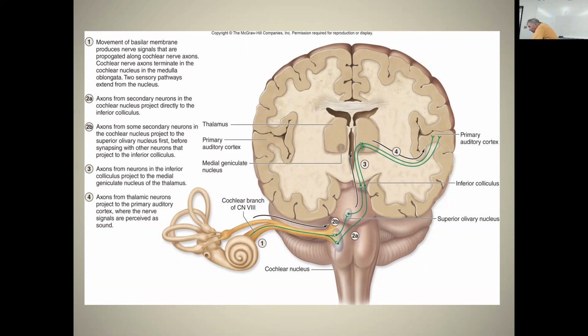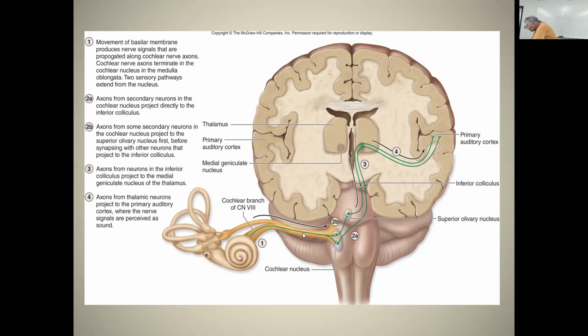And then one branch goes to the superior olivary nucleus. And then they both go to the inferior colliculus right here, remember, for auditory reflexes. They both go to the thalamus. So axons from secondary neurons in the cochlear nucleus project to the superior olivary nucleus before synapsing. Other neurons project to the inferior colliculus. Axons from neurons in the inferior colliculus project to the medial geniculate nucleus of the thalamus. Then axons from the thalamus go to the primary auditory cortex in the temporal lobe, and then they go to association projections.